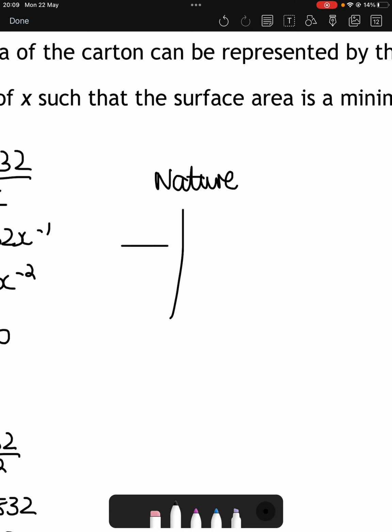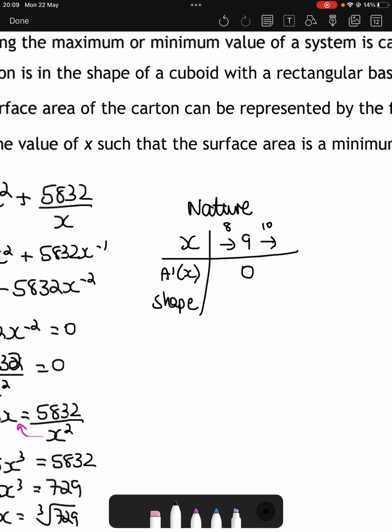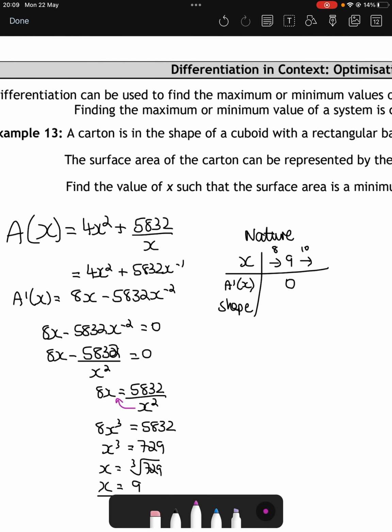Now, what you need to watch out for is, yes, we have x, we have 9, but we do not have dy by dx, we have A dash of x. Really important that you're relating it to the question. So we're going to sub in 8 and 10. We're going to sub it into our derivative, which obviously you can take from this line here. You can put it into the one with the positive power. All we want to know, remember, is it positive or is it negative?